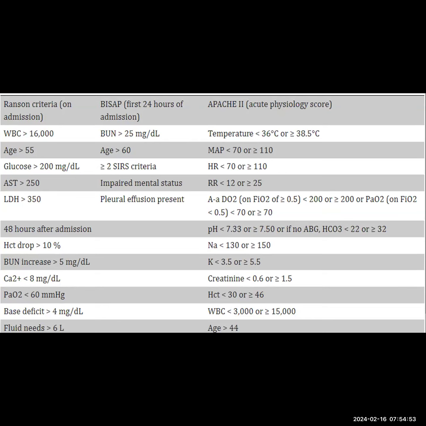Dr. Ekele, I say thanks so much. Please, can you show the scoring system? Okay, so those are the scoring systems: the Ranson, the BSAP, the Apache. Any other comments, any other contributions?